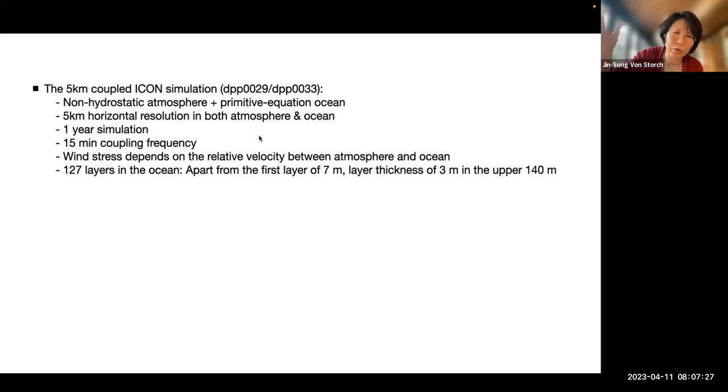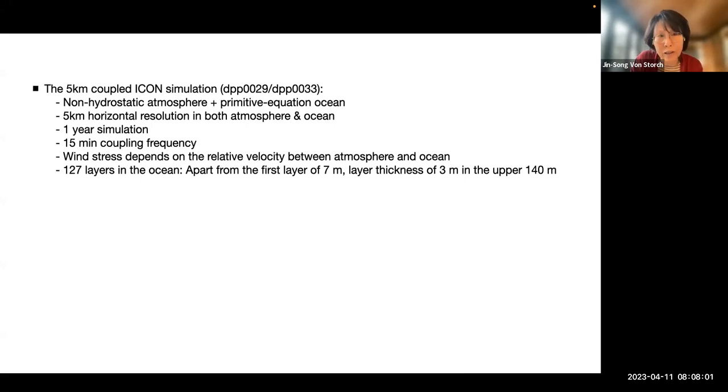Actually, it has come out of a series of attempts to make this kilometer scale coupled simulation run. The atmosphere and ocean are coupled every 50 minutes. So we thought, okay, the coupling frequency is much higher, maybe we can generate more input, and it turned out that is not the case. The wind stress is formulated as a function based on a bulk formula, so we take the relative velocity between atmosphere and ocean into account.